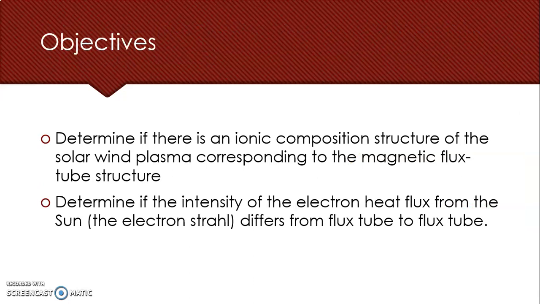This article has two main objectives. First, determine if there is ionic composition structure of the solar wind plasma corresponding to the magnetic flux tube structure. Second, determine if the intensity of the electron heat flux from the Sun, the electron strahl, differs from flux tube to flux tube.